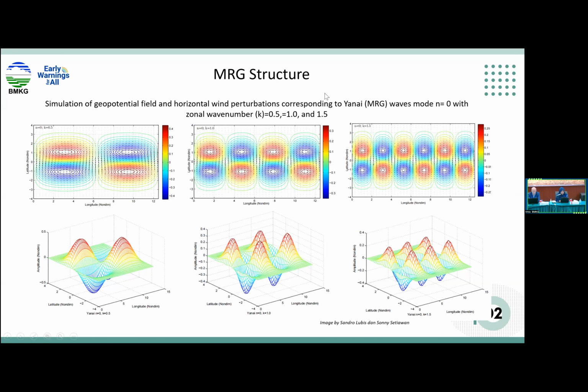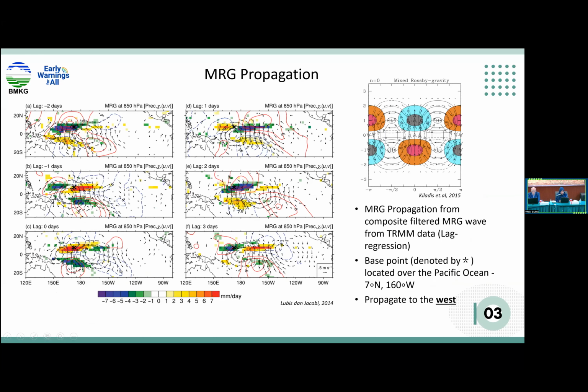And this is the MRG wave propagation related to the convective condition. In the right panel, we see the structure of the mixed Rossby-Gravity wave. This is from Gelades et al. in 2015.